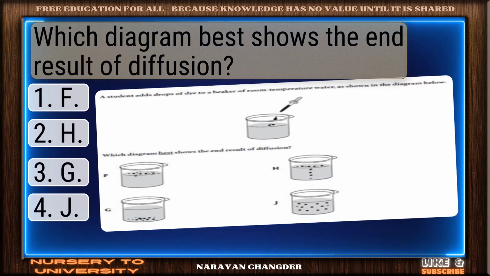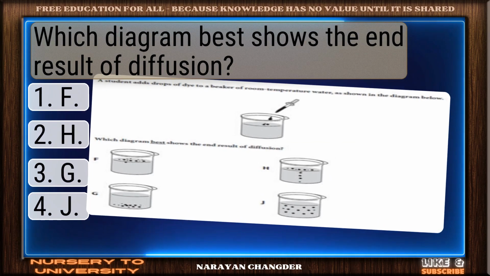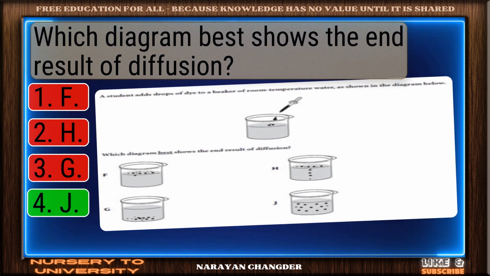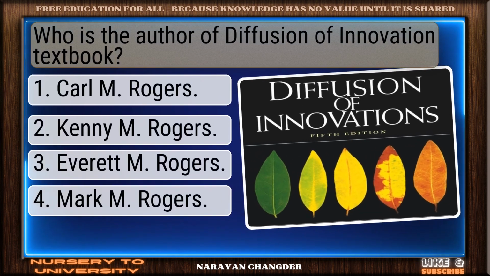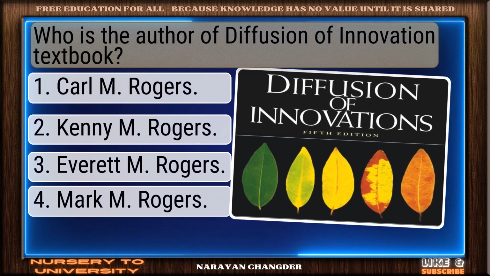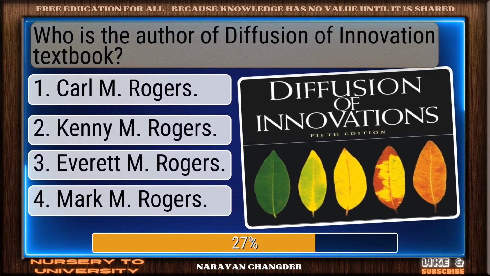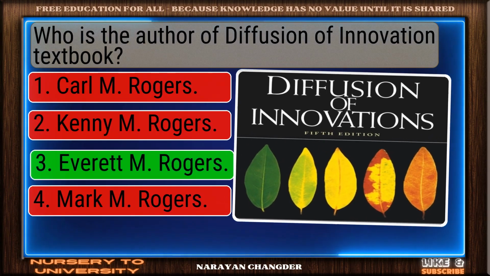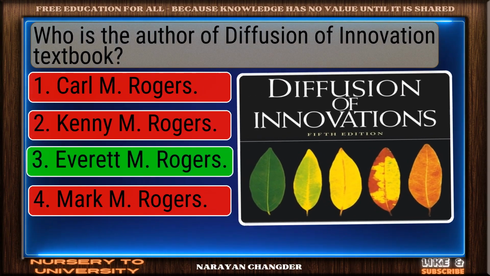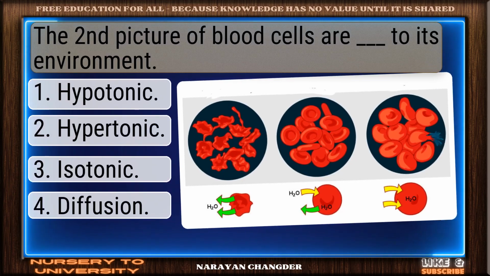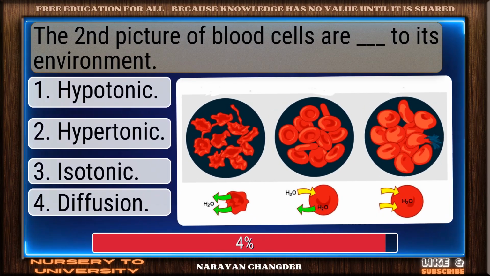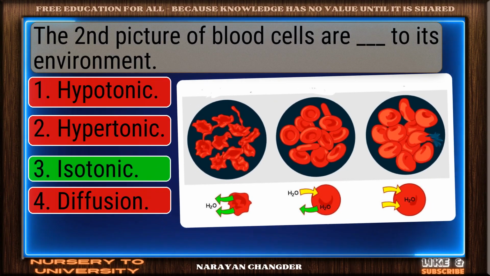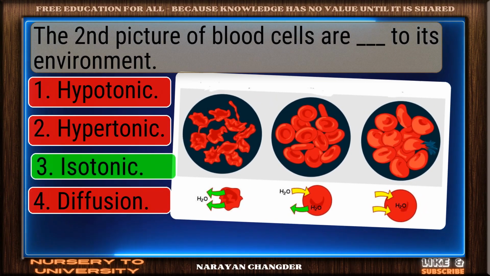Which diagram best shows the end result of diffusion? Great thinking. J is the right choice. Who is the author of Diffusion of Innovation textbook? Nice work. You chose Everett M. Rogers, and it is correct. The second picture of blood cells are dash to its environment. Nice selection. Isotonic is the correct and valid answer.